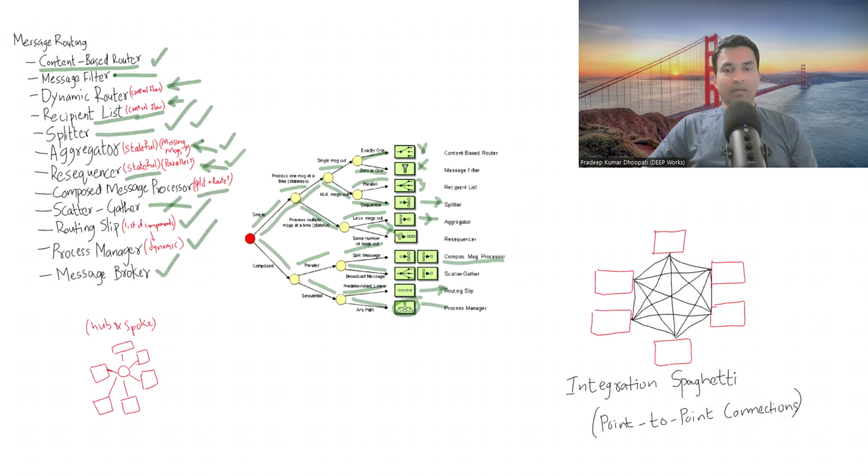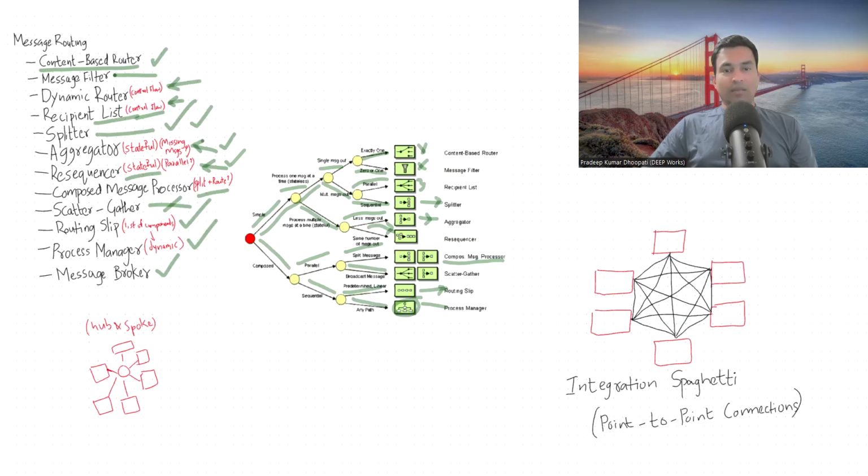Then aggregator: once you split all the messages and process them individually, and if there is a business case where you have to aggregate all of them and send them to the downstream as a single message, then you have to use an aggregator. And aggregator is stateful because you have to maintain the state and see if all the messages were received or processed or not.